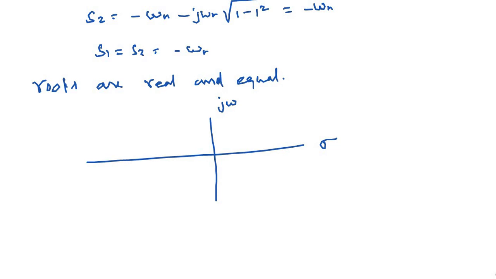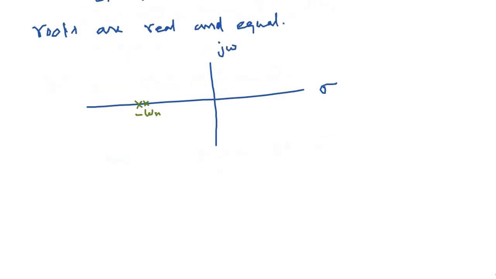Okay, so roots are having equal value of minus omega n. There are some systems, also called critical damped systems. In that case, you may have roots in the right hand side also, right? In that case, roots can be positive also. We will be discussing those systems later. So roots are real and they are equal.